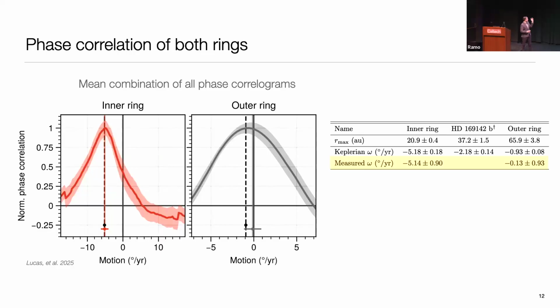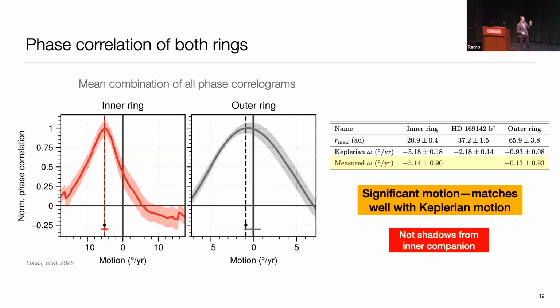First off, we can see that the inner ring has significant motion at something like a 6 sigma level, and that motion is really well explained by the Keplerian motion at like 0.05 sigma. So the inner ring quantitatively also looks like it's moving with Keplerian velocity. And we can start to make interesting conclusions from that. For example, those brightness variations in the inner ring are not from shadows cast by an inner companion. So that whole hypothesis is kind of ruled out by this analysis.